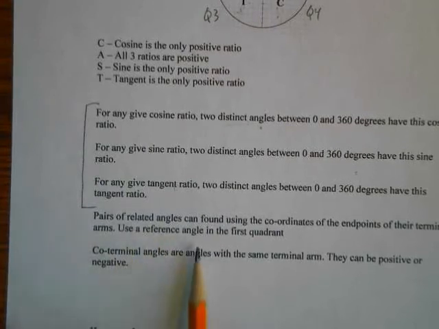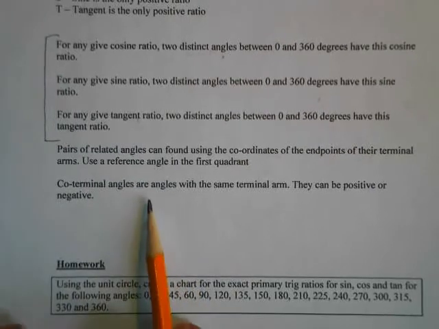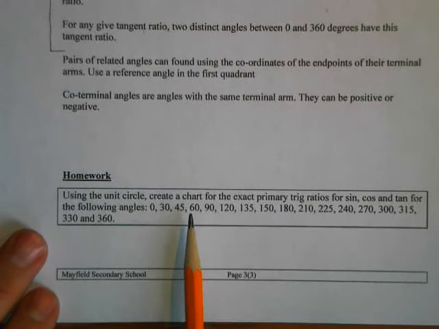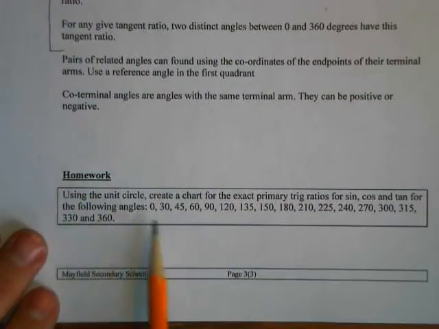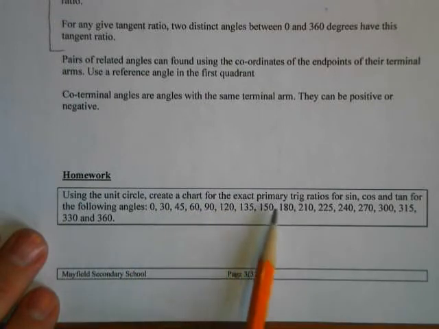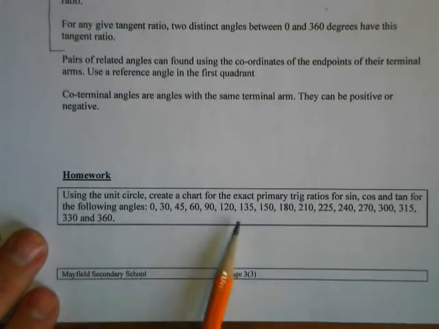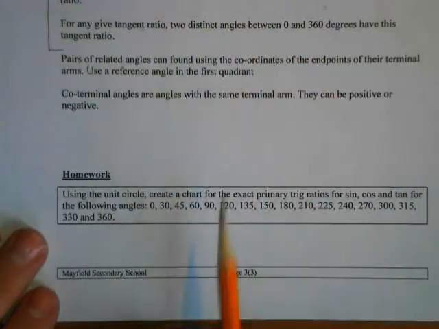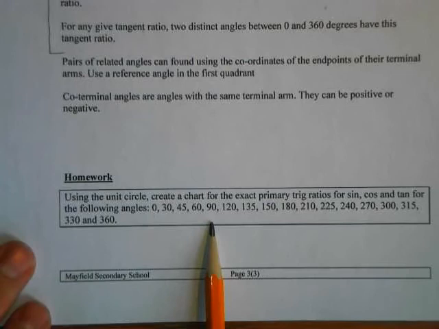There's a little reference here to coterminal angles. We'll talk more about that in a subsequent lesson. The homework that I've assigned for you is to make a chart. Down the left part of your page, you'll create all of these angles from 0 to 360, and then I want you to calculate the sine ratio in one column, cosine ratio, and tangent ratio for all of those angles. So it'll be using what we just created here.